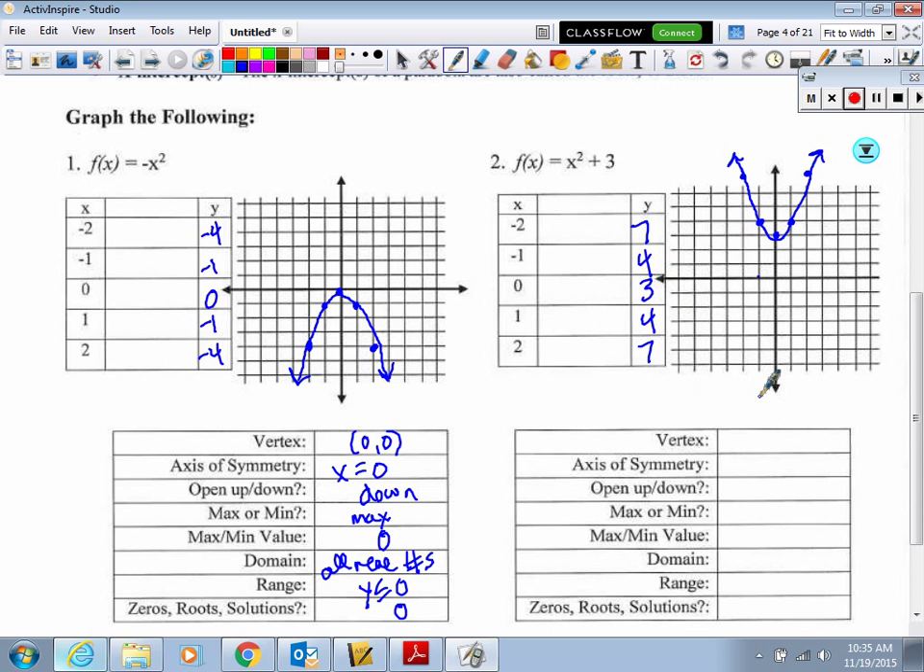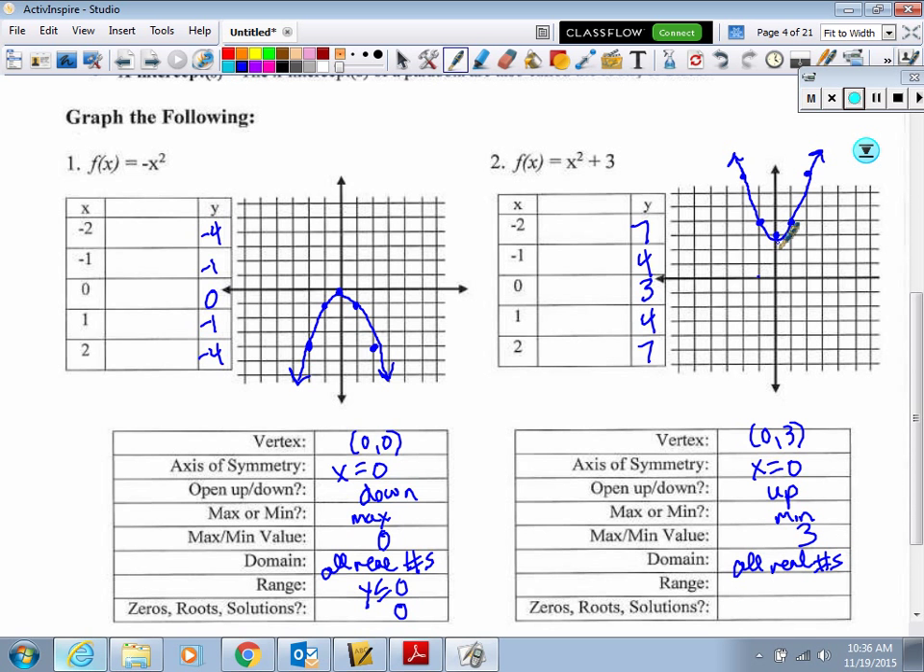Okay, now, so your vertex now is 0, 3. Your axis of symmetry is still x equals 0. This opens up. It has a minimum. The minimum, though, is not 0 anymore. It's 3. Remember, it's this value right here. And don't write y equals 3. Just write 3. All real numbers still.